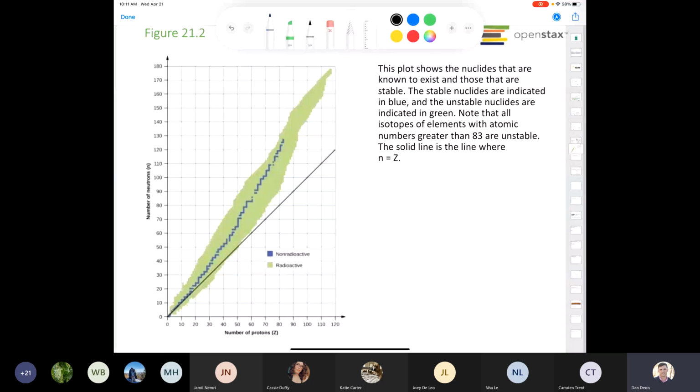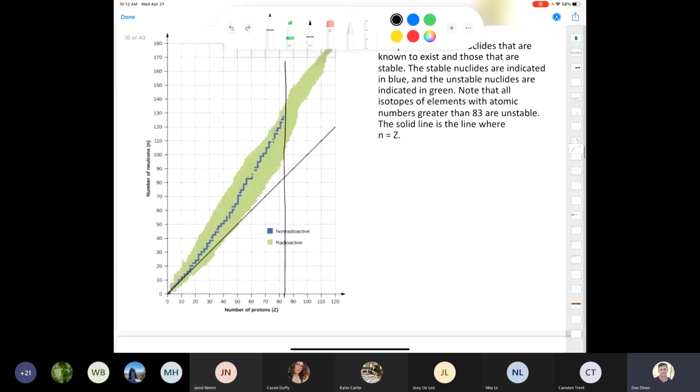It would be around here somewhere, okay? If you have an isotope that's heavier than 83, what do you see? Is that they're all unstable. Okay, they're all going to be radioactive. So that's kind of interesting. And that's going to be of consequence to us later on.